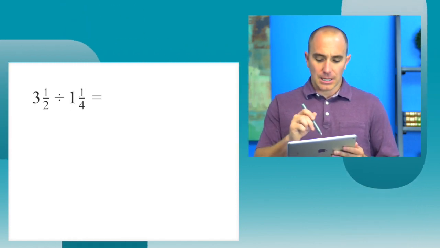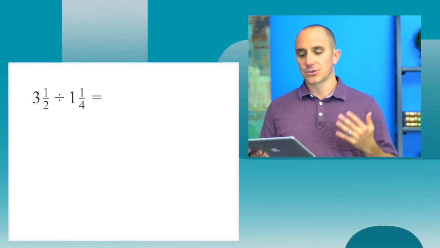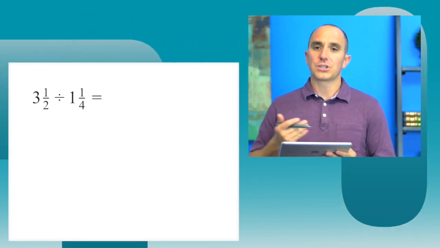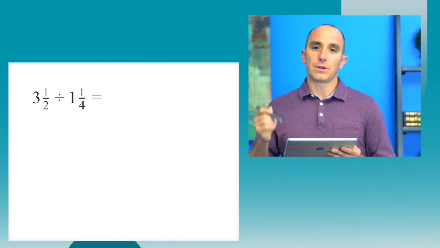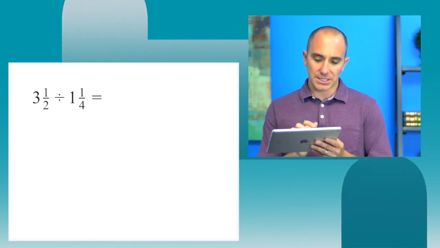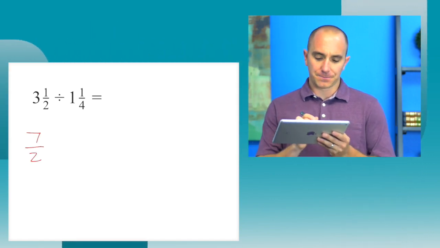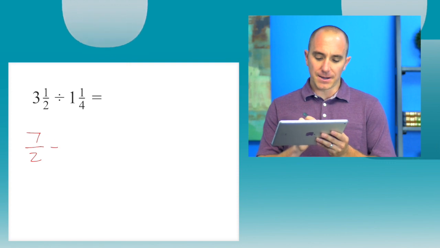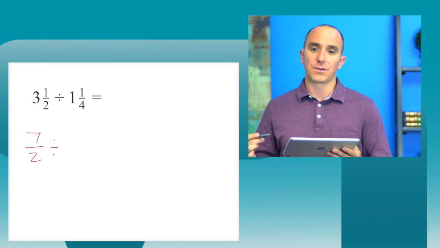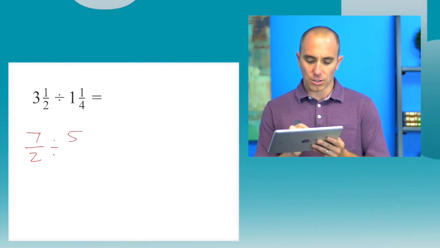So let's break one down together to ensure that you know this. Luckily, these skills are not that hard. We've been working on stuff like this in prior lessons. So first, we just got to turn these mixed numbers into improper fractions. So we have 2 times 3, 6, plus 1 is 7, over 2. Now, we're going to divide that by the improper fraction of 1 and 1/4. So we have 4 times 1 is 4, plus 1 is 5, all over 4.